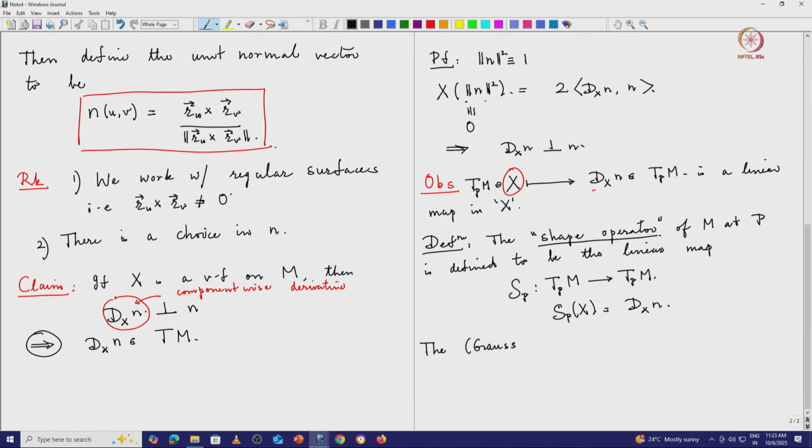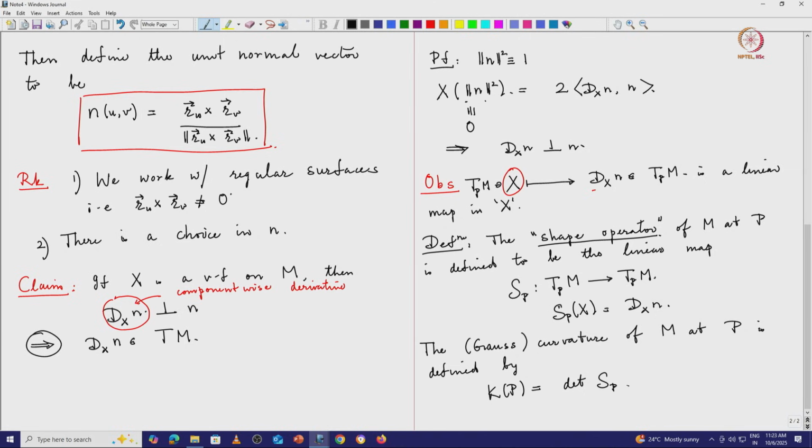So this is called the Gauss curvature in honor of Gauss, who worked extensively on this in the early part of the 19th century. The Gauss curvature of M at P is usually denoted by K. So K of P is simply the determinant of this map.